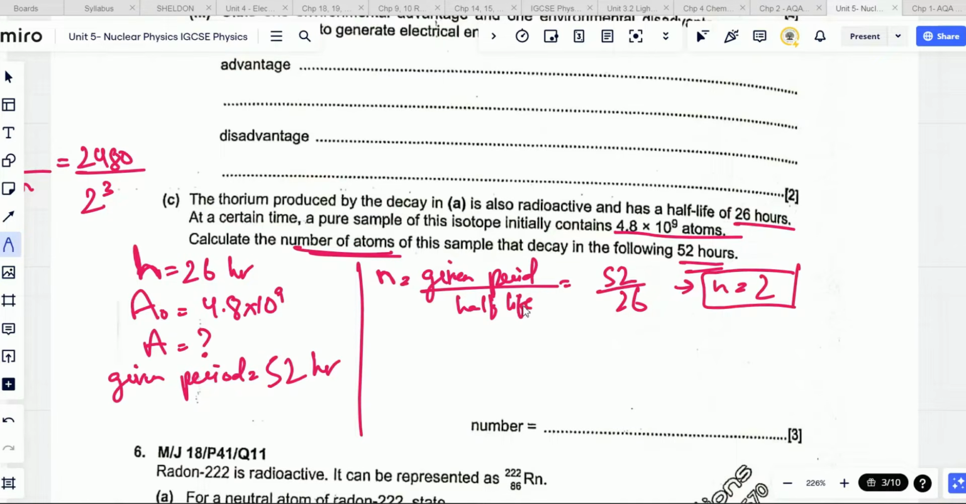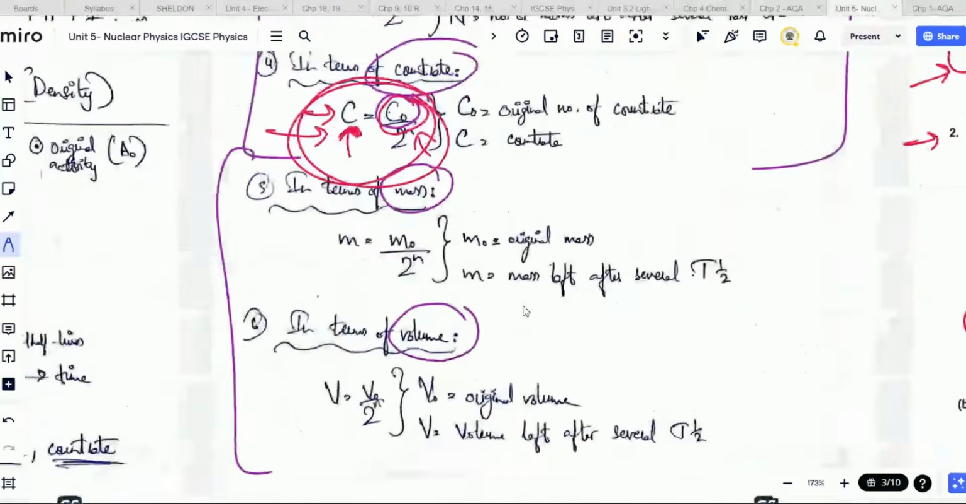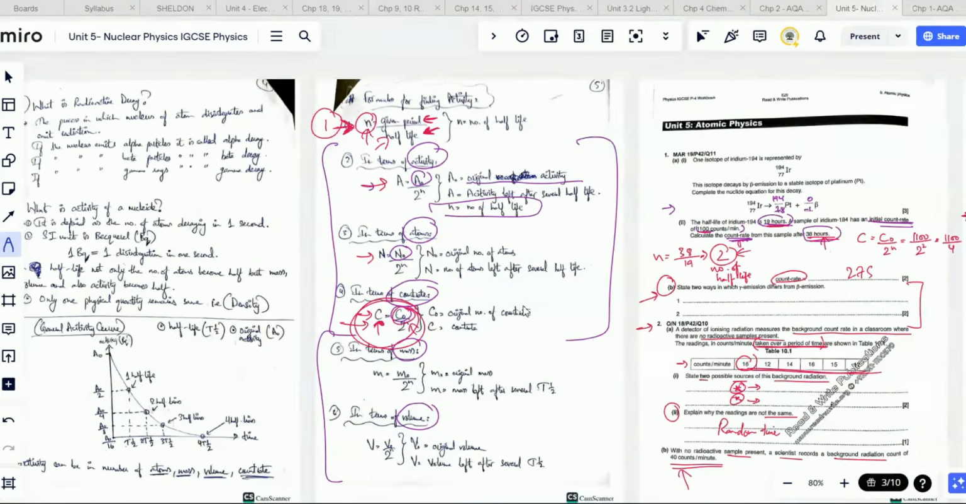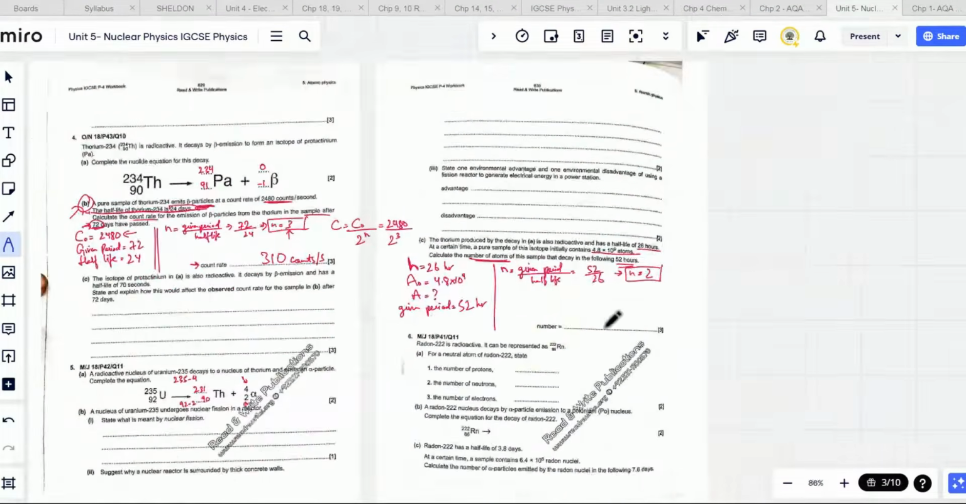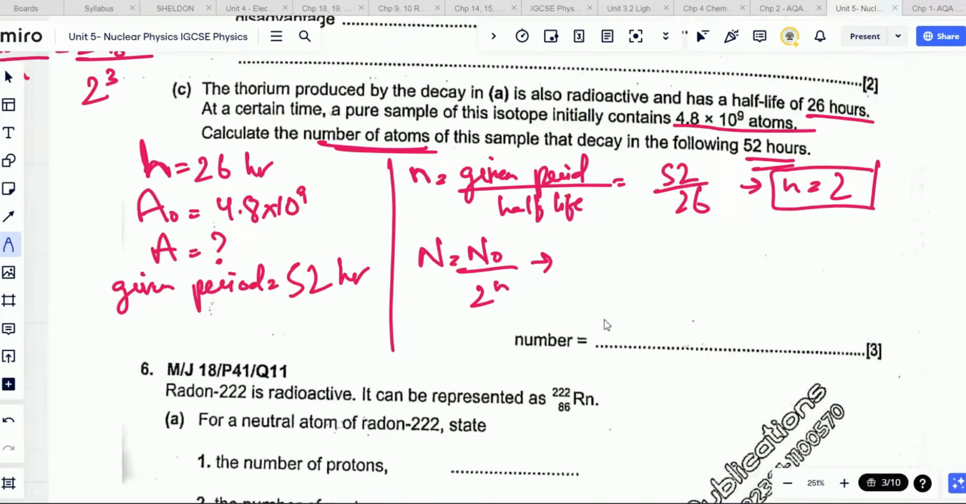Now what's the next formula? They're talking about atoms. Everything is the same, like I told you. Just put the value of atoms and use the same thing. So number of atoms is equal to the original number of atoms over 2 to the power n. What's the number of atoms provided? 4.8 into 10 to the power 9, over 2 to the power 2 because n is 2. Calculate this. Let me know what you guys are getting.